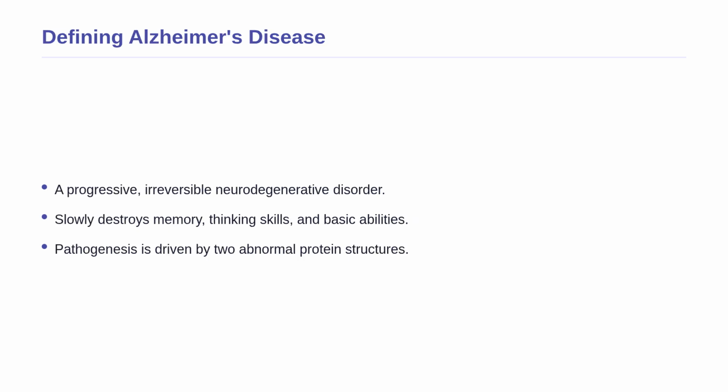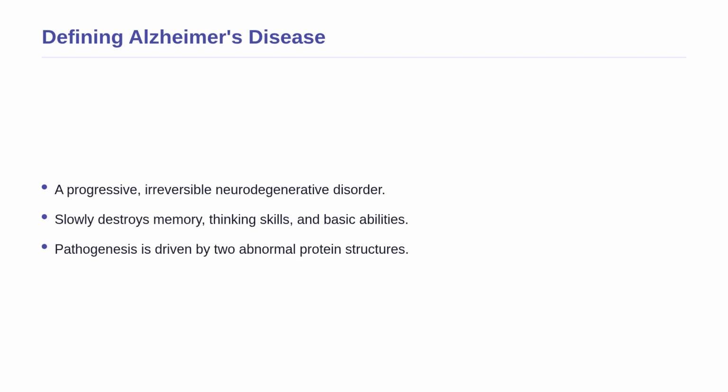This brings us from our city analogy to the formal medical definition. Alzheimer's disease is a progressive, irreversible neurodegenerative disorder. It does not happen overnight. It slowly and relentlessly destroys memory, thinking skills, and eventually the ability to carry out even the simplest daily tasks.